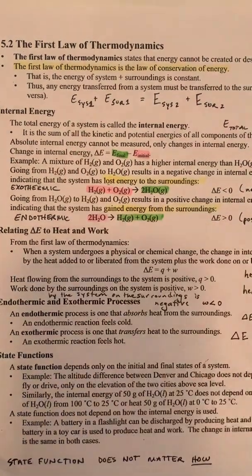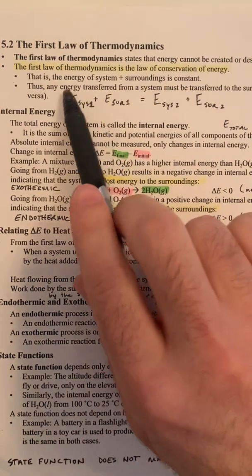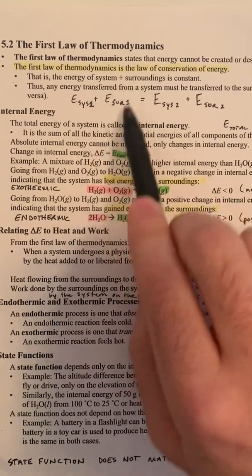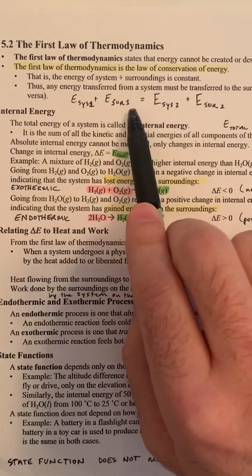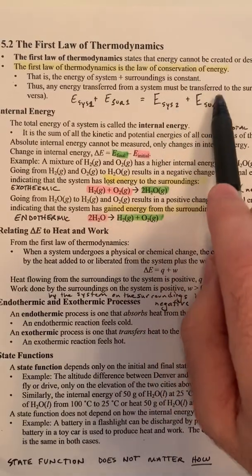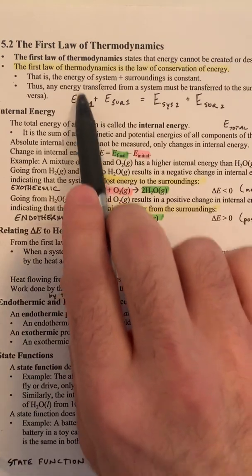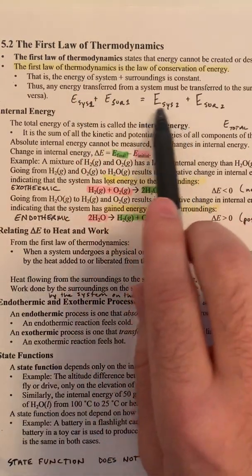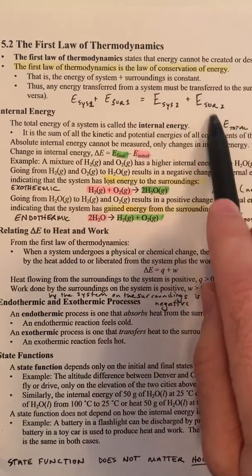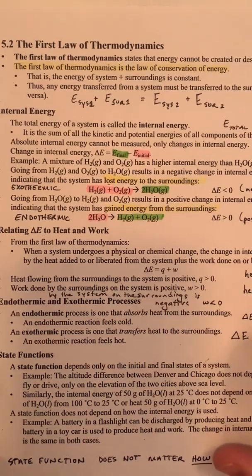That's where this equation comes in. Essentially, if you take the energy of your system and add the energy of your surroundings at the beginning, that is equal to the energy of your system plus the energy of your surroundings at the end. It doesn't mean they stay the same. If the energy of the system has gone up, then the surroundings would go down to balance out.